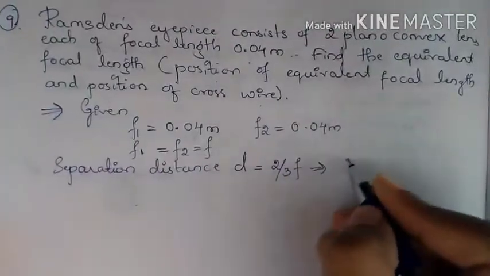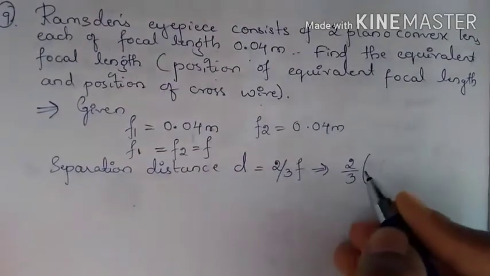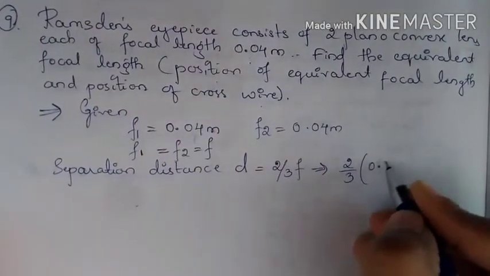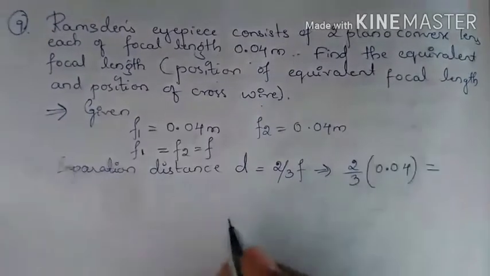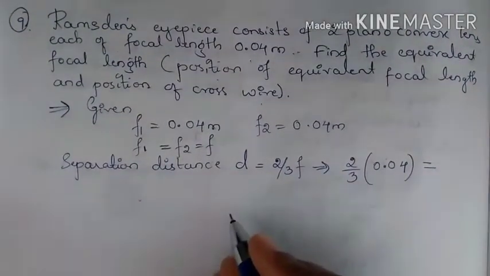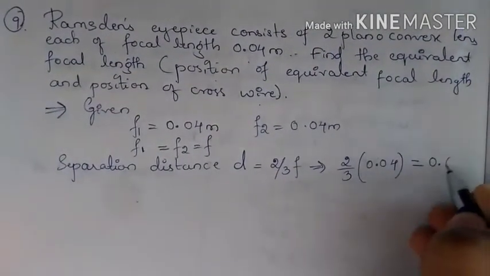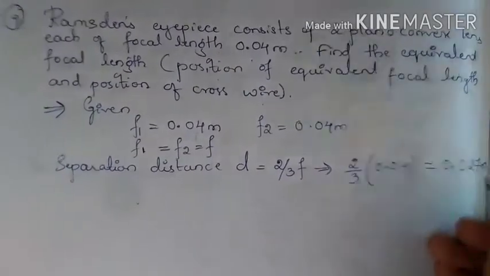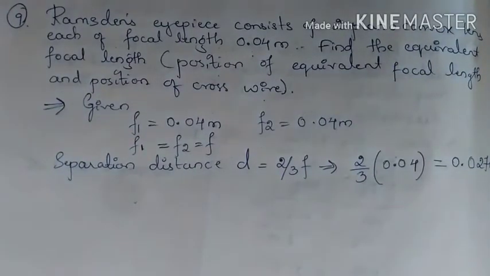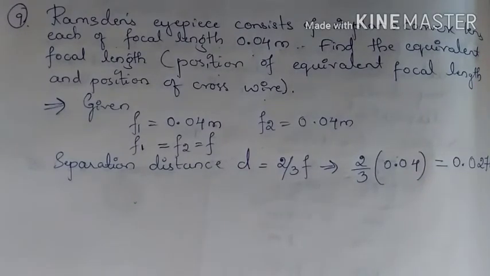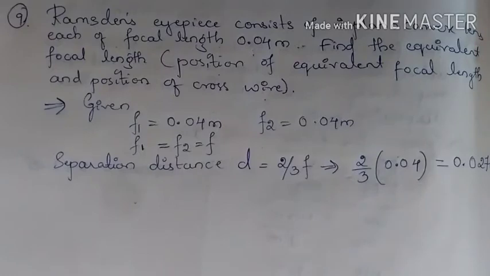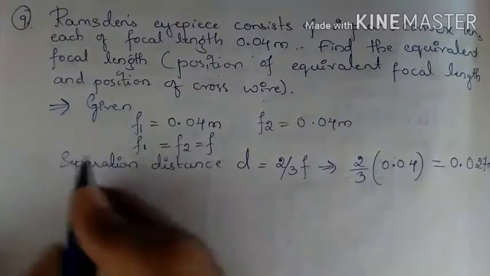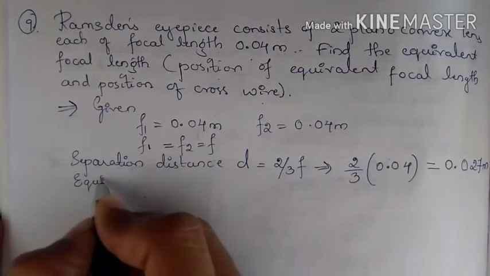Now we know 2 by 3 and we know f is equal to 0.04. If you solve this, you get a value for d. D is somewhere around 0.027 meters. So we found the separation distance d between the two lenses which are kept coaxially in a Ramsden's eyepiece. So d here is 0.027 meters.